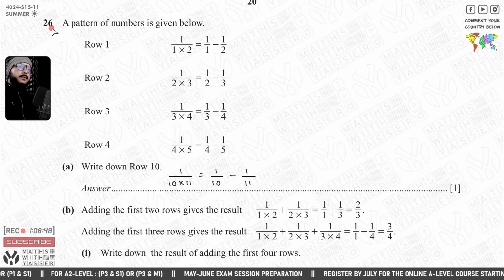Question number 26. A pattern of numbers is given below. So row 1, row 2, row 3, row 4. We need to write down row 10. So we need to make some observations.